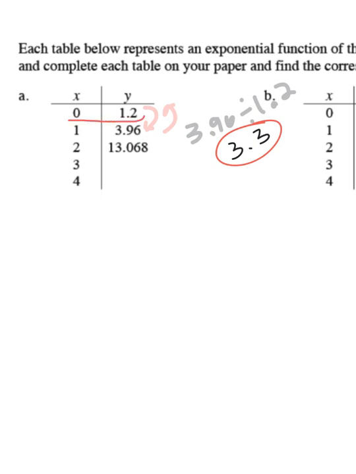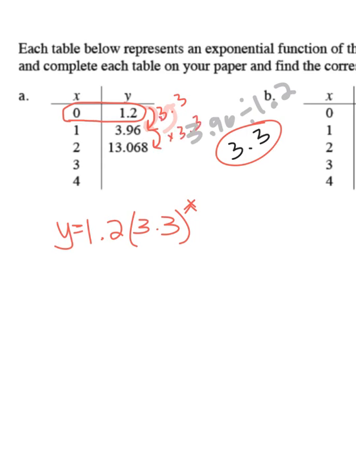And I know my starting point, my 0th spot is 1.2. So I write the equation. Y equals, start at 1.2. My multiplying rate is to multiply by 3.3 to the x. And I could check this answer if I did 1.2 times 3.3. Yes, I get 3.96. And if I multiply again times 3.3, I get 13.07.